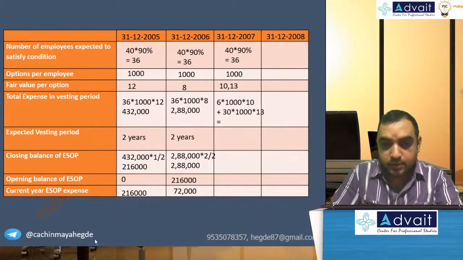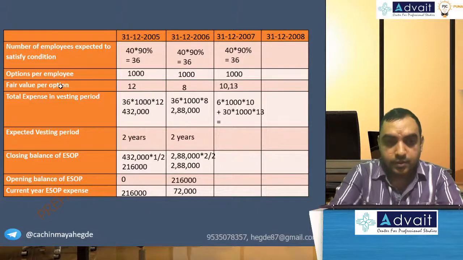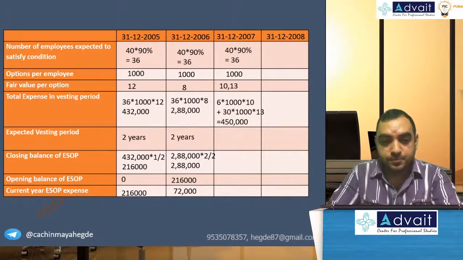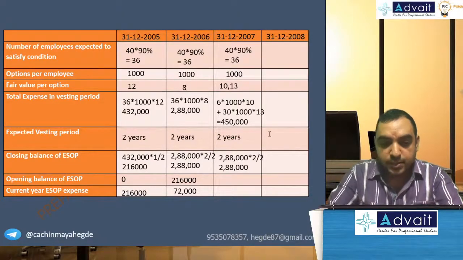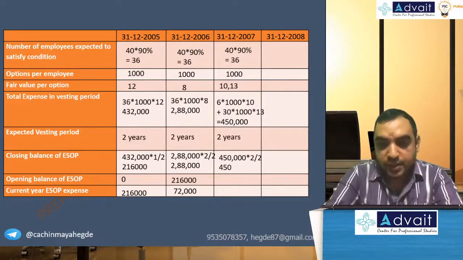This is 60,000 and 30 into 1,000 into 13. 4,50,000. Is the number correct? 4,50,000. Please confirm. Yeah, 4,50,000. Thank you. Now, the years is 2 years. 2 years is already completed, so no need to do any other calculation. So you can simply do 4,50,000 into 2 by 2, that is 4,50,000.